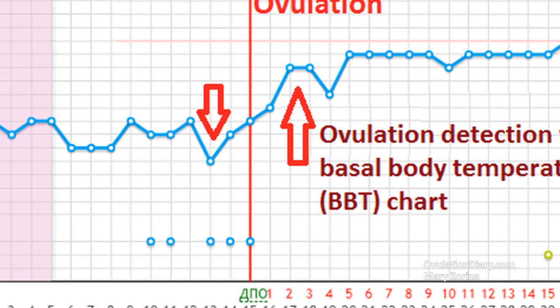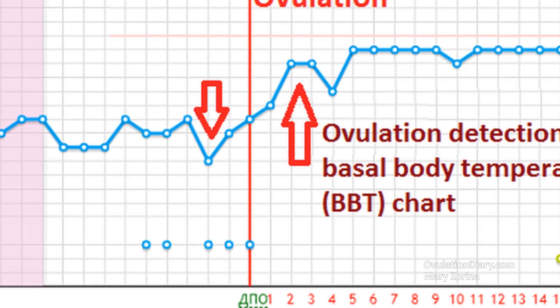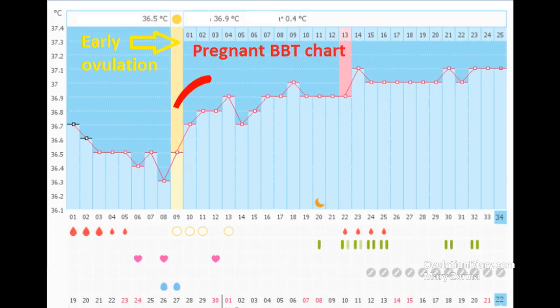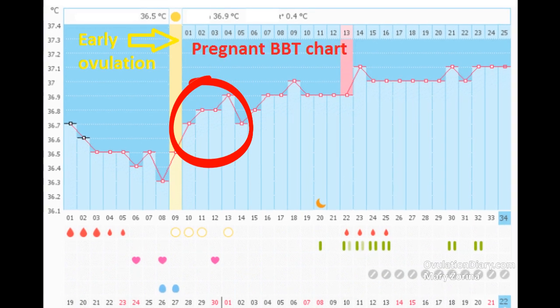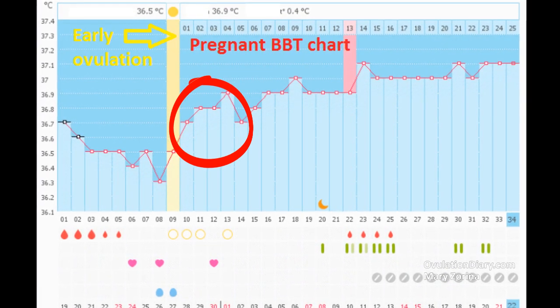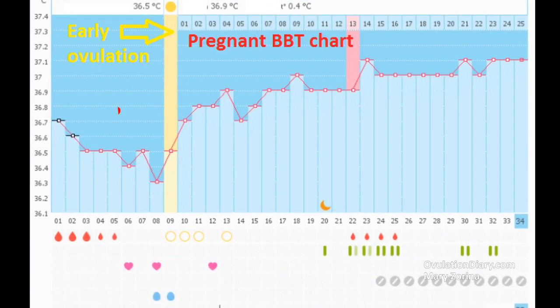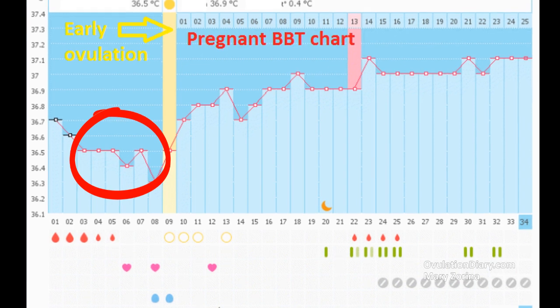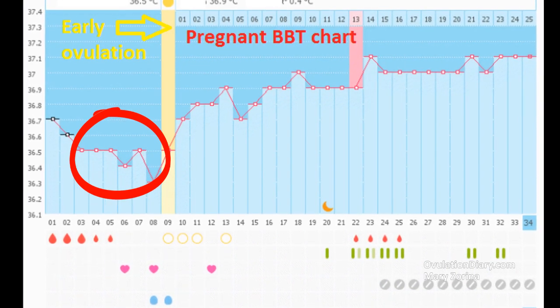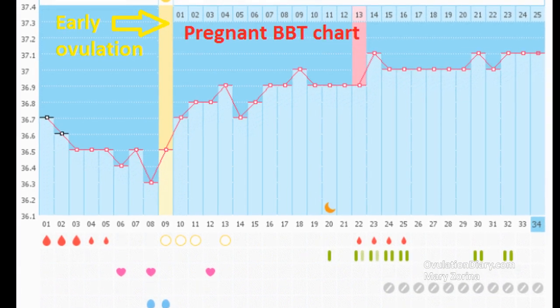The BBT growth starts immediately after the egg release, and in 3 days the indicators would show approximately 0.3 to 0.5 degrees Celsius or 0.54 to 0.9 degrees Fahrenheit increase, compared to indicators before ovulation. This video in a simple and clear way describes how to determine ovulation by BBT.